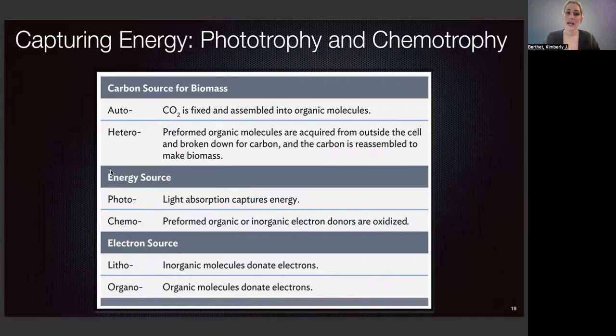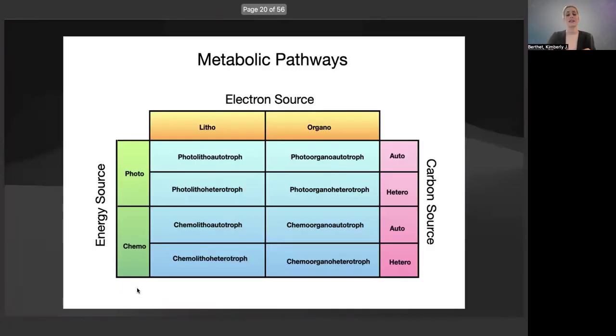Okay. Looking at phototrophy and chemotrophy, we can break it down further. Again, we said we had autotrophs and we had heterotrophs. Our energy sources can be photo, meaning light, or chemo, meaning chemical. Then our electron source of this energy can be litho, inorganic, versus organo, organic. Here's a couple different ways of looking at combining these terms. Not all of these terms would necessarily be found in nature, but it shows you how all of them can be combined together. We go from energy source to electron source to carbon source.